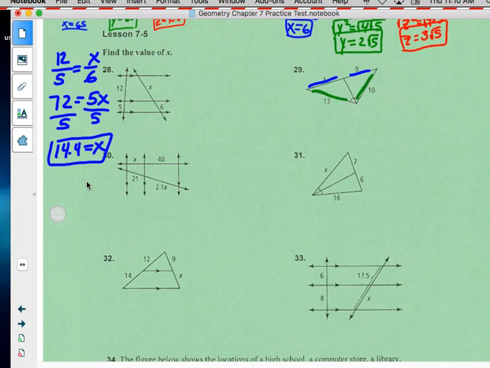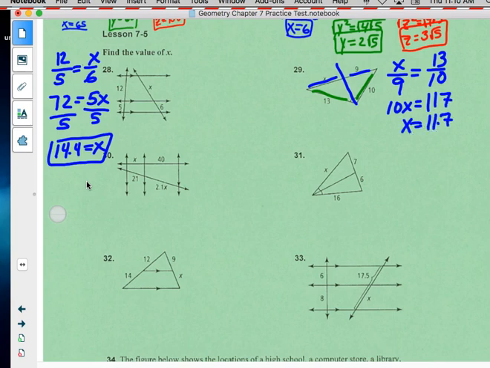Okay, I can set it up as x is to 9 equals 13 is to 10. Things that are on the same side are on the top. So I could go 10x is equal to 9 times 13, which is 117. Dividing by 10, I get 11.7.